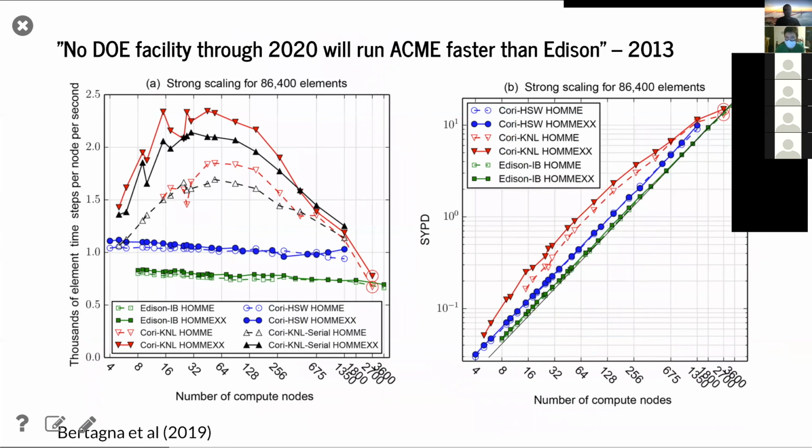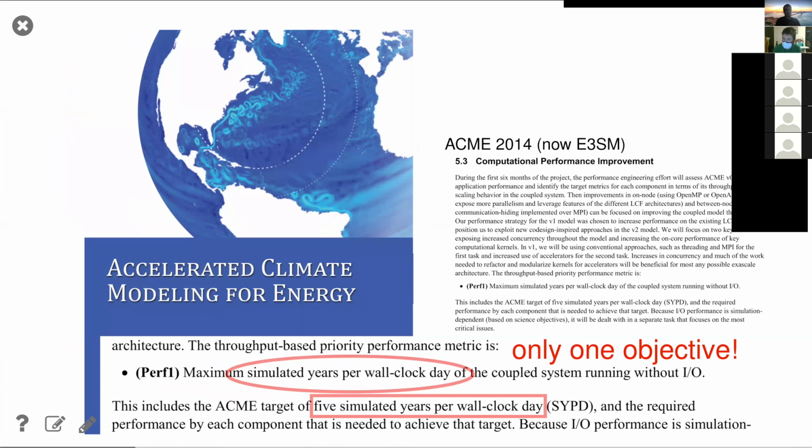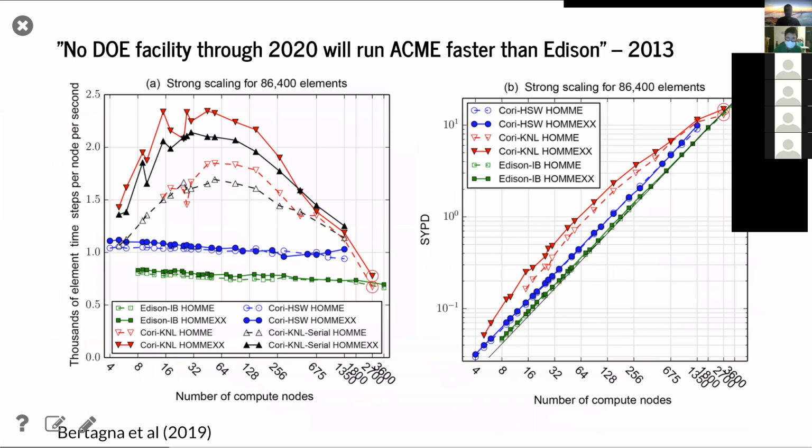There was one performance objective, and it was to maximize the number of simulated years per wall clock day at target resolution, because this is what's needed to do IPCC scale prediction. This is what's needed to inform decisions over longer time horizons of, say, out to 100 years. And so the target was 5 simulated years per wall clock day. And it turns out that's still not achieved, even now in 2020. So at the time we were dealing with this, I threw out a prediction. I said, no DOE facility through 2020 will run ACME faster than Edison. And this is from a 2019 paper, more or less demonstrating that that in fact is true.